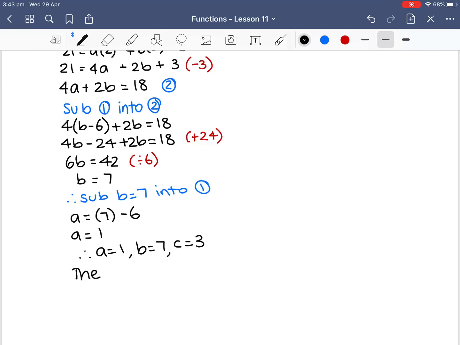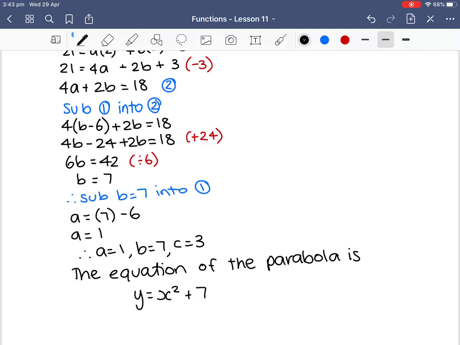So the equation of the parabola is y equals x squared plus 7x plus 3. All we did there was substitute our a, b, and c into our general form of y equals ax squared plus bx plus c.